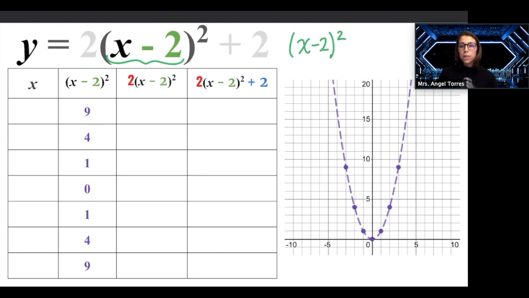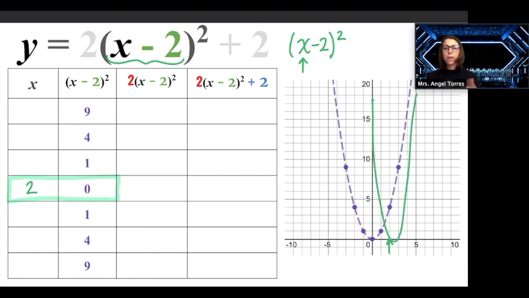So the first input that we want to find is our vertex. We are trying to find that unique point that makes the base of the power 0. So looking here, what value of x would we have to plug in to make the entire base equal to 0? 2 minus 2 is 0, and 0 squared is 0. So here, it looks like our vertex is going to shift over to positive 2. Now, that's not where our vertex is going to end because we still have other transformations to do.